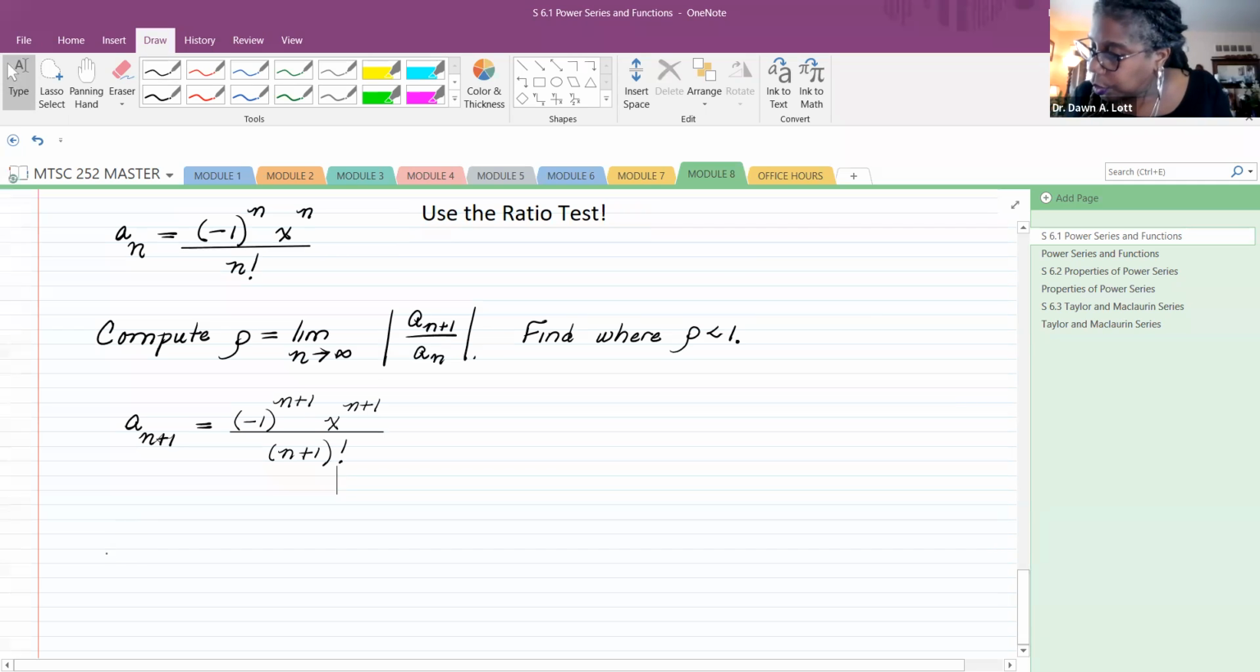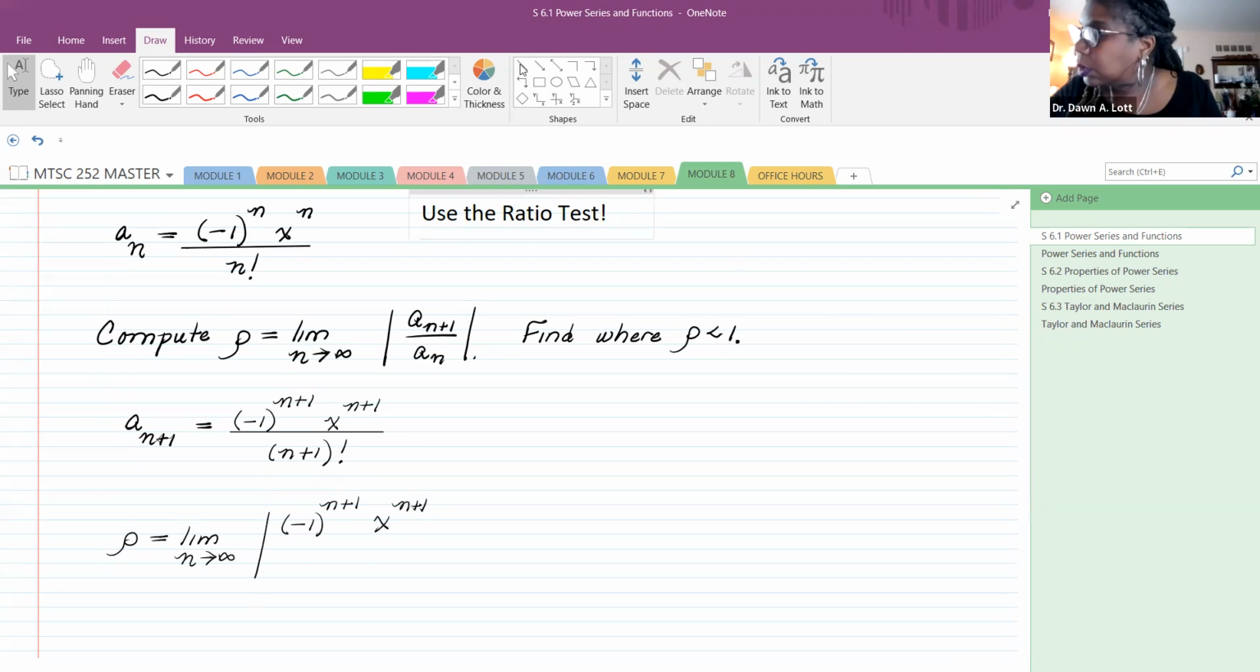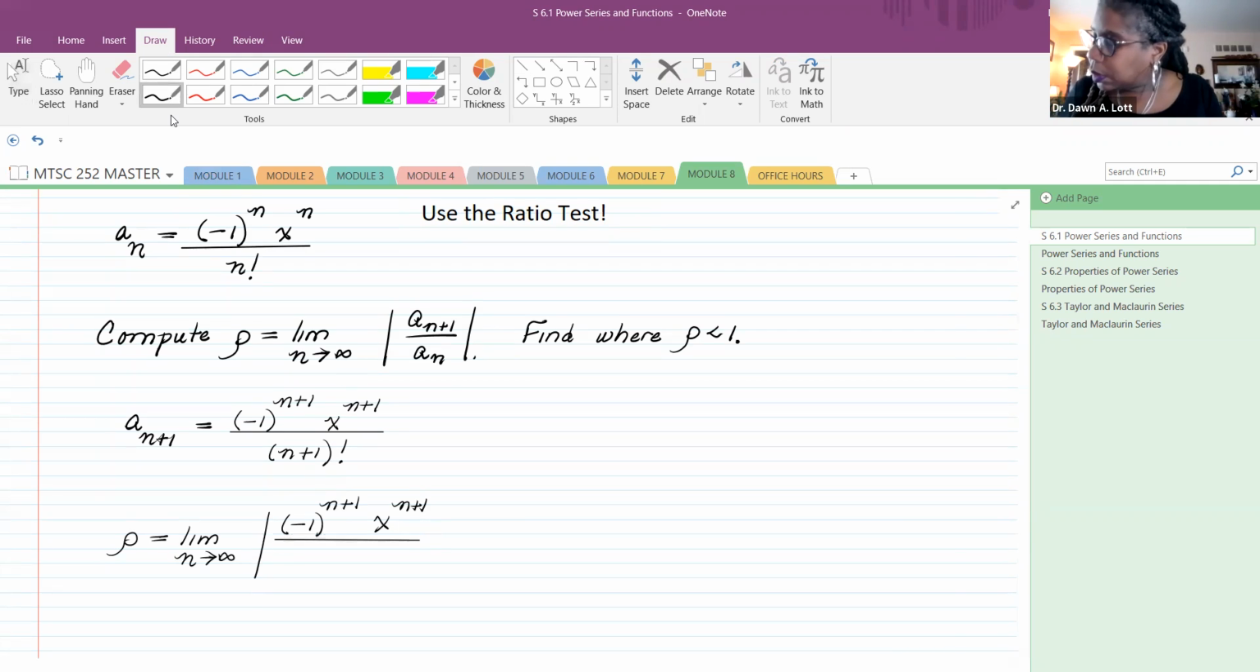So now our rho is the limit as n approaches infinity of, we're going to take the absolute value. So when I take a_(n+1), I'm going to get (-1)^(n+1) times x^(n+1) divided by (n+1) factorial. Uh-oh.